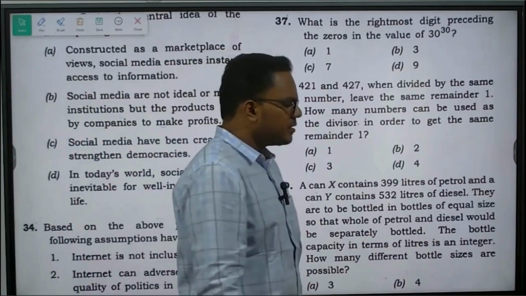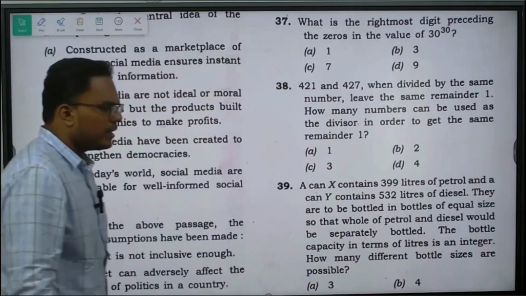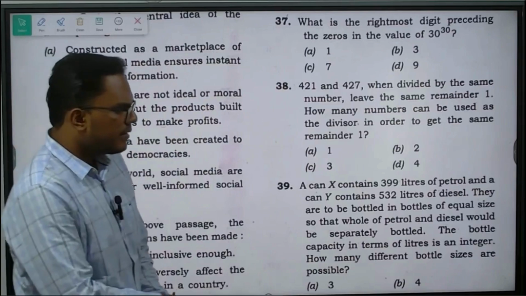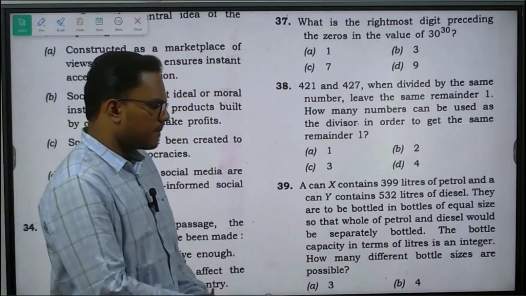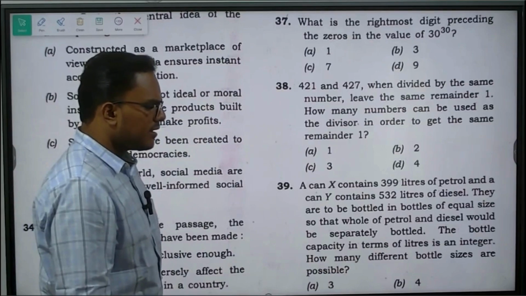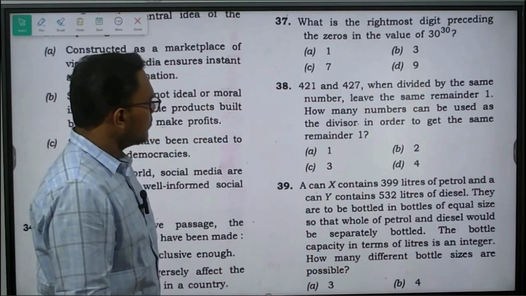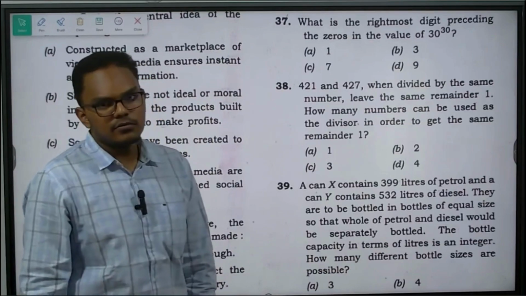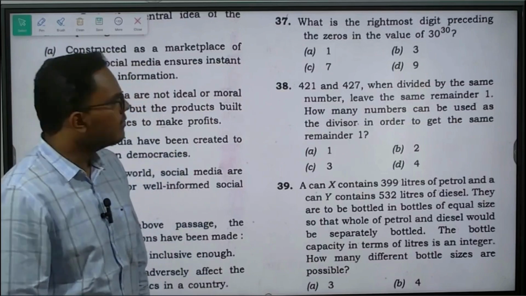Okay, this is another interesting question. Numbers like 421 and 427, when divided by the same number, leave the same remainder. How many such divisors can there be in order to get the same remainder? So the thing is, when you have to divide and leave remainder 1.